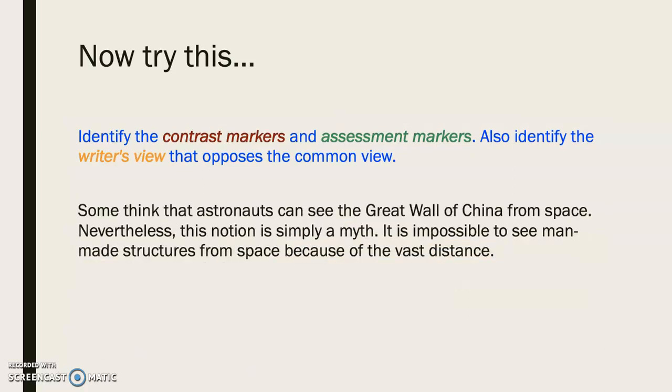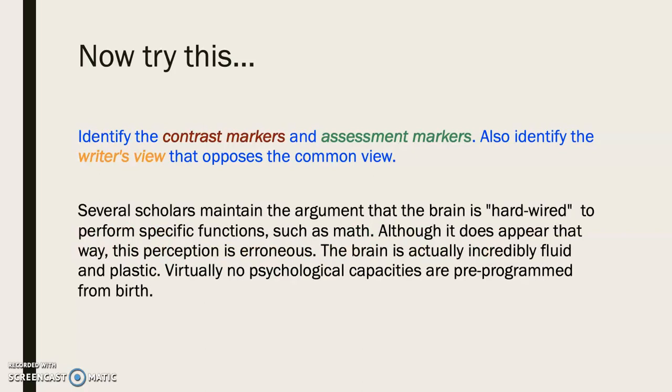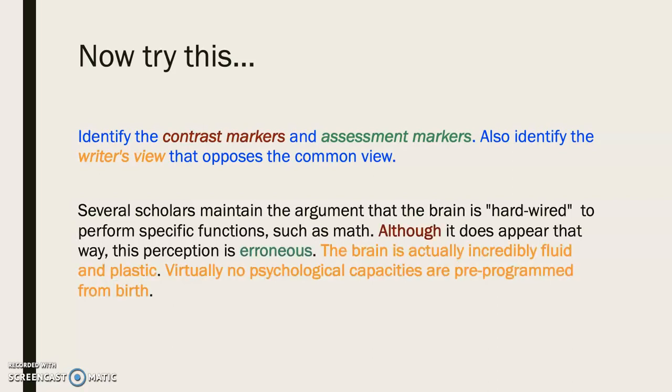Push pause, read this, and identify the contrast markers, assessment markers, and writer's view. And check your answer. Okay, pause and do the same thing with this one. And there you go.